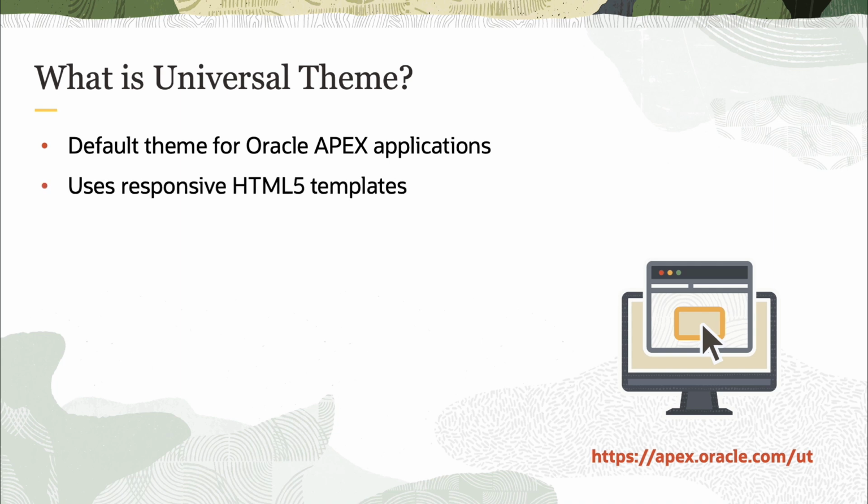To build responsive web applications using Apex, developers need not have extensive knowledge of HTML, CSS, or JavaScript. Using responsive HTML5 templates, applications using universal theme are responsive from the word go. Universal theme uses a 12-column grid layout system to arrange components on a page. Understanding this grid system will allow you to create thoughtful designs and personalize the responsive experience of your applications.